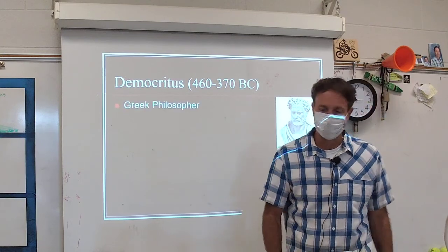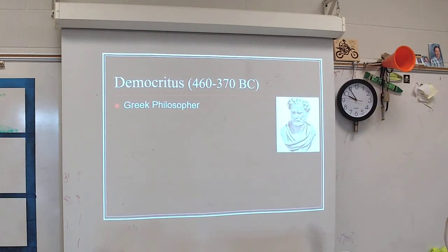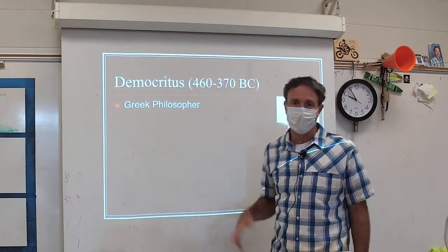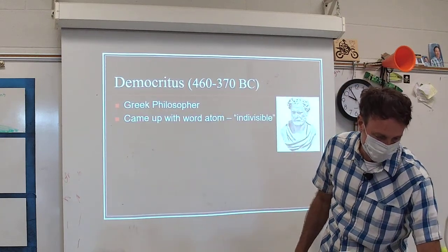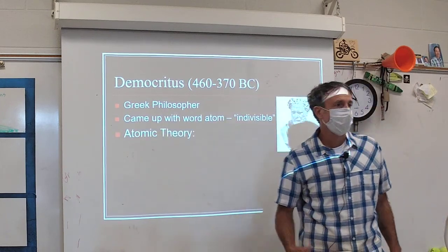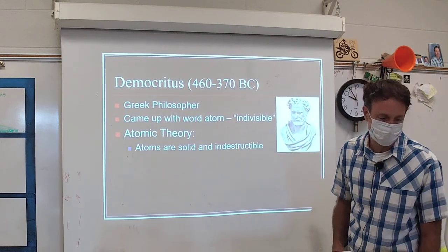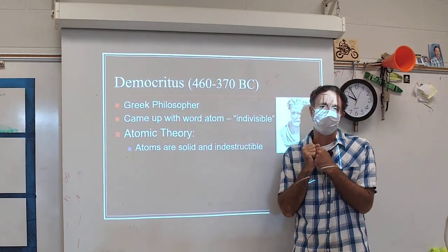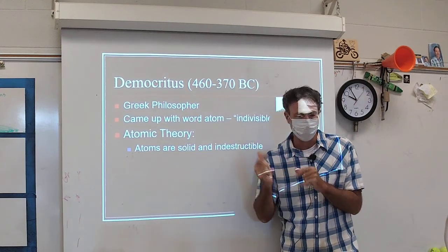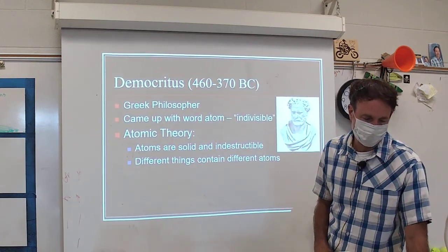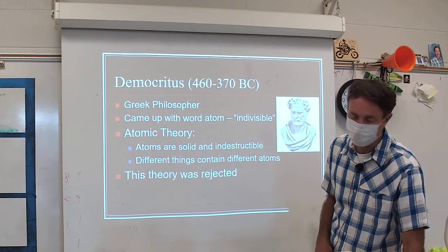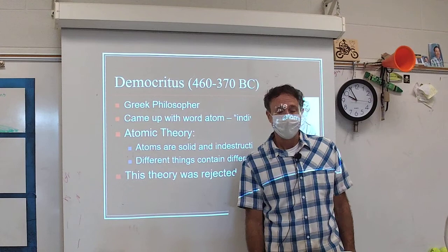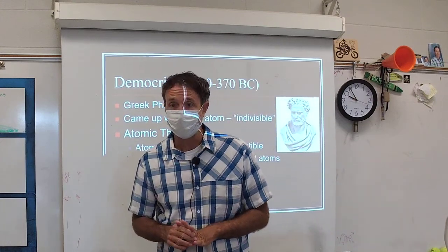All right, the first guy was Democritus. We're talking about a long time ago. Democritus, Greek philosopher, this is talking about the BC era. He said, hey, everything's made out of tiny things. And he had an atomic theory, and the word was atomos. And he said, atoms are tiny little things, and they're solid and indestructible. And that's not quite true, but it was pretty good thinking for back then. And he said different things contain different atoms. And unfortunately, that theory was rejected. Do you know what theory it was rejected for? Anybody have any idea?